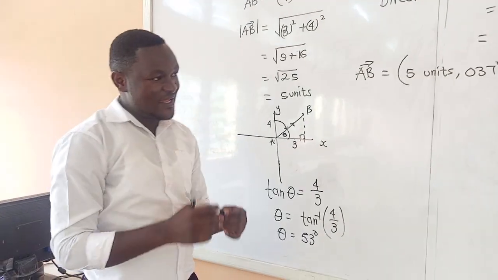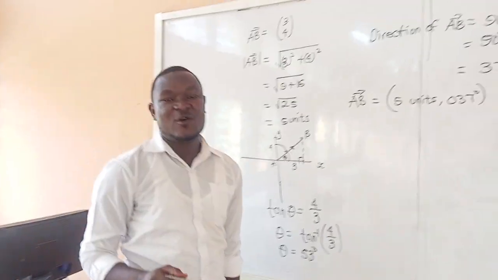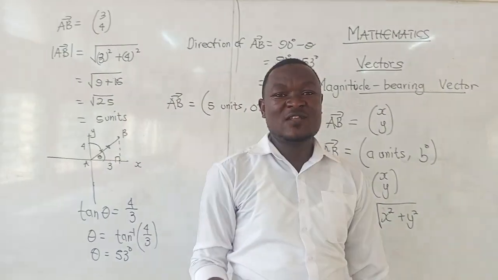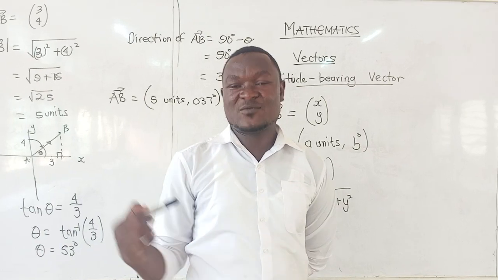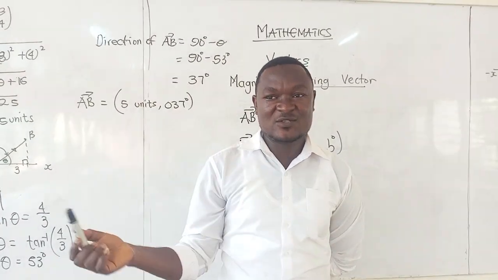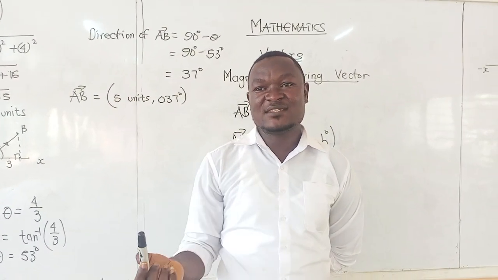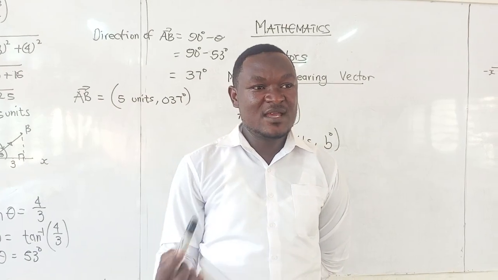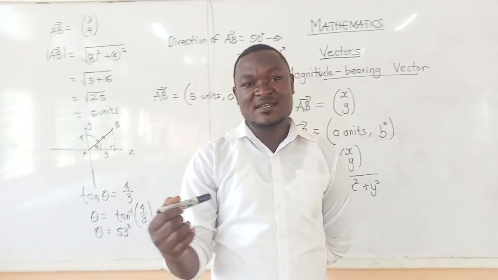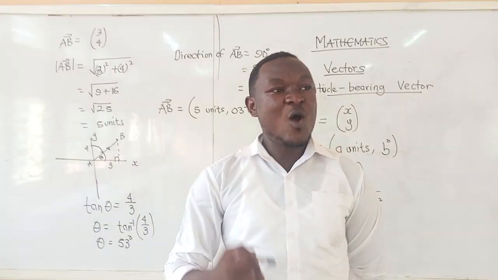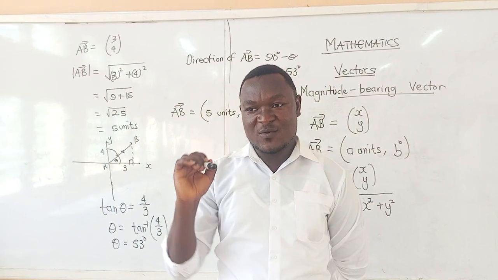So what we have learned is how to change from the component form to magnitude-bearing form. We said first we have to find the magnitude of the vector, then sketch the vector in the Cartesian plane, calculate the angle it makes with the x-axis, then we subtract it from or add it depending on the quadrants.